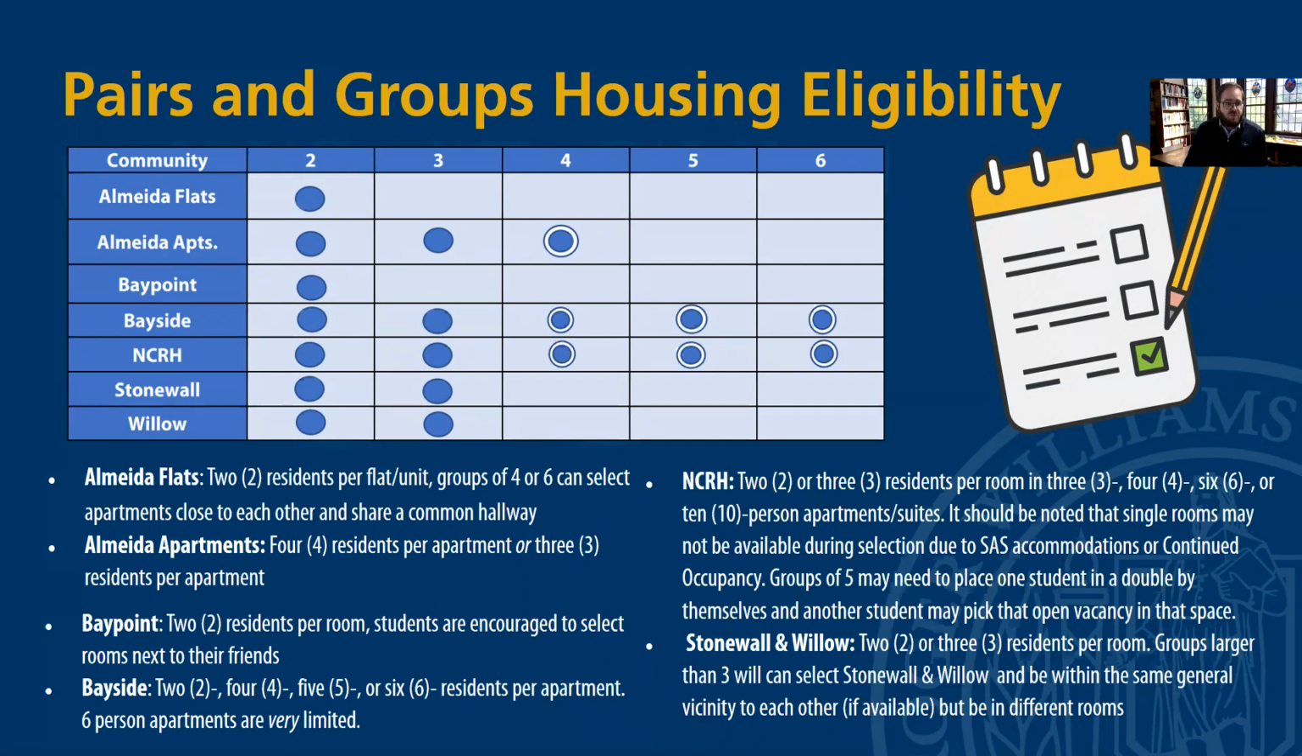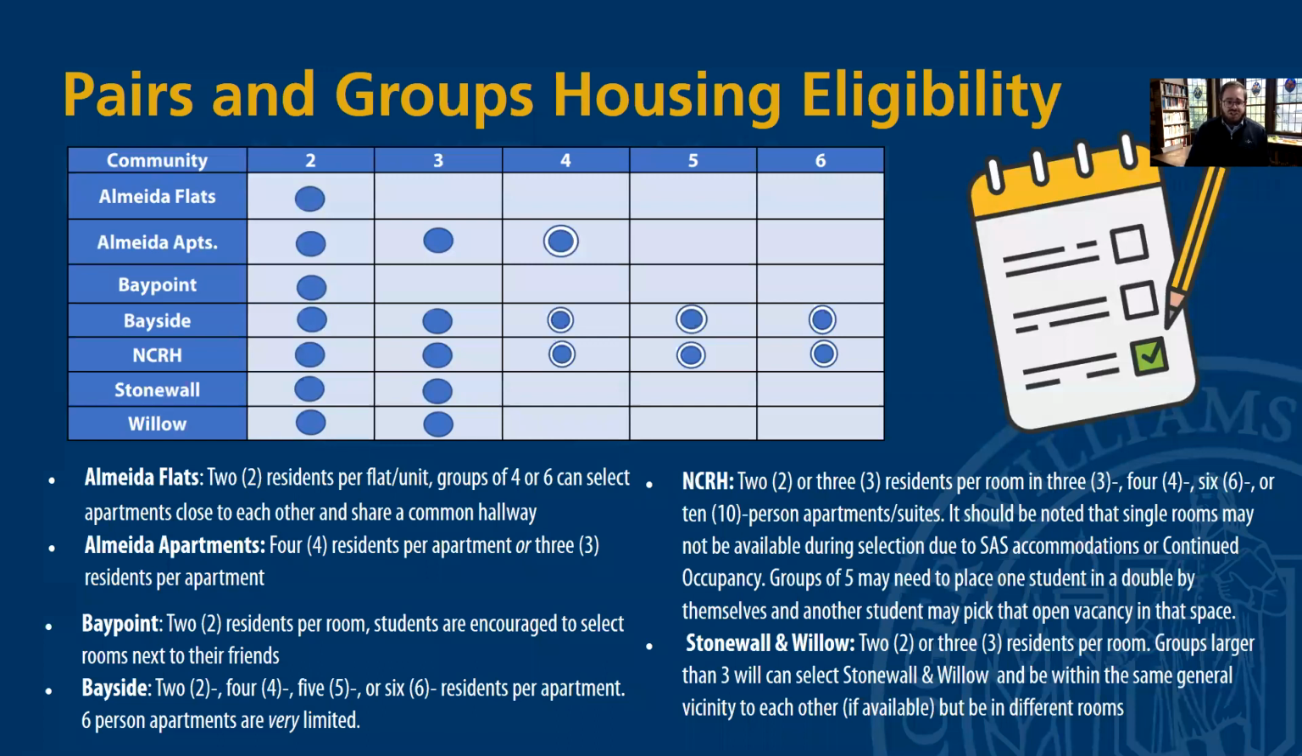Great question. And someone asked, what buildings have singles? Bayside has singles, North Campus has singles, Stonewall has singles, and Willow has singles. Good questions there. If a group of 6 is unable to get a room altogether, is there a way to split up into 3 and 4 or 4 and 2 next to each other? Great question. Yes.